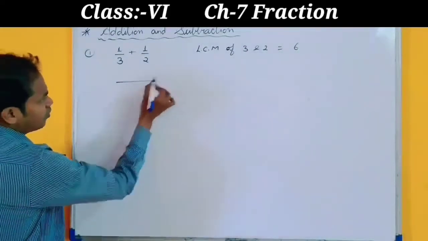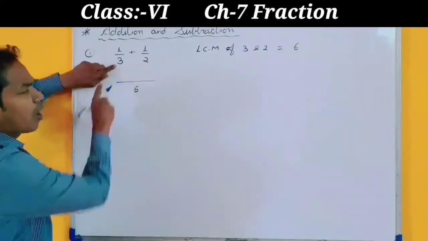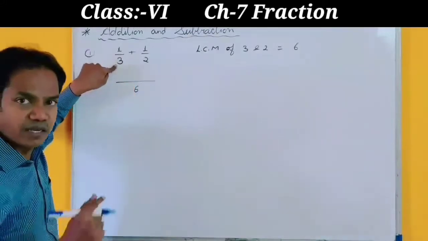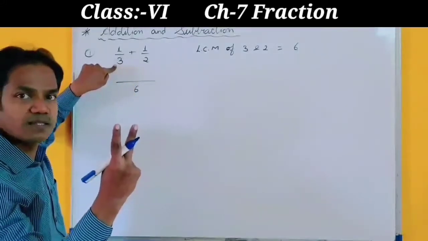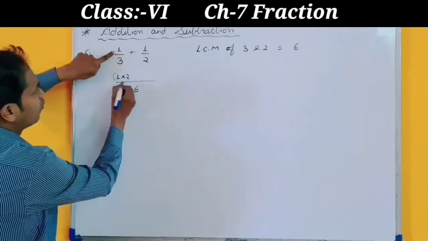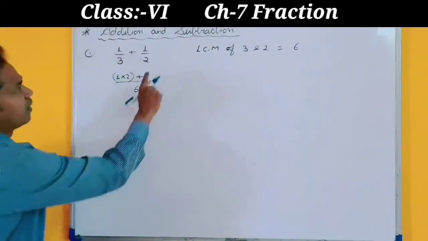Okay. So how will you solve this? Write here 6, your LCM. Now count the table of 3. How many times does your LCM 6 come in the table of 3? 3 1s are 3, 3 2s are 6, 2 times. So multiply your numerator by 2. In between, if a positive sign is there, then write plus.